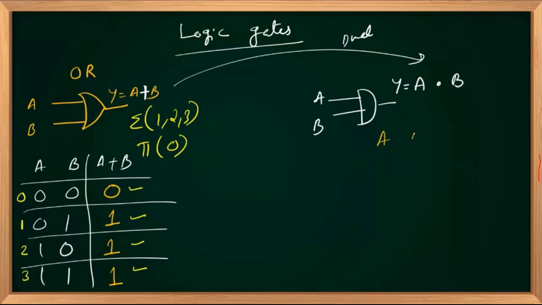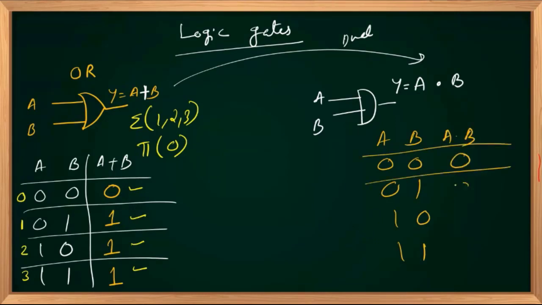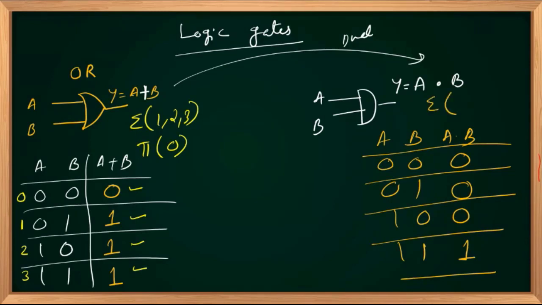So for combinations of A and B: 0 0, 0 1, 1 0, 1 1, A dot B here. Okay, 0 0 will give me 0, 0 1 will give me 0, 1 0 will give me the product 0, and 1 1 only will give me a 1. Okay, so what are the min terms? Only one min term, correct?